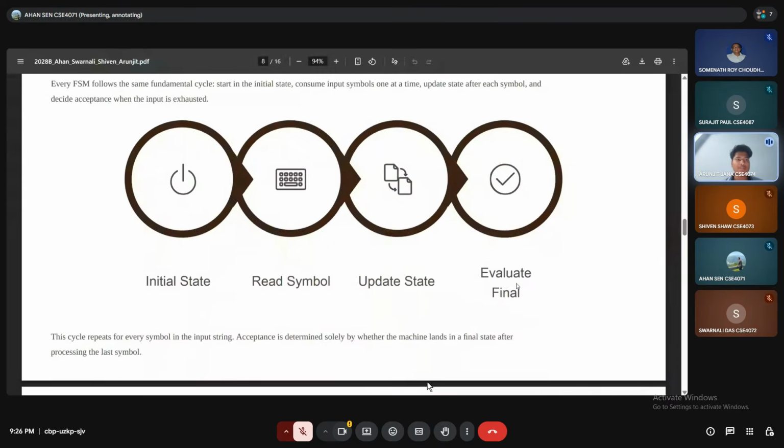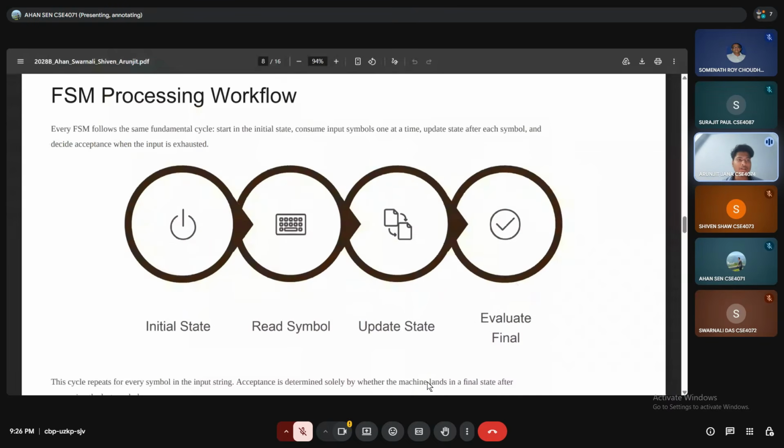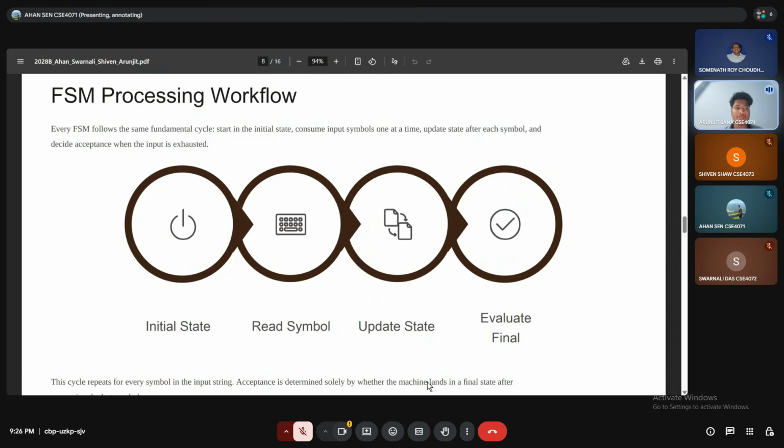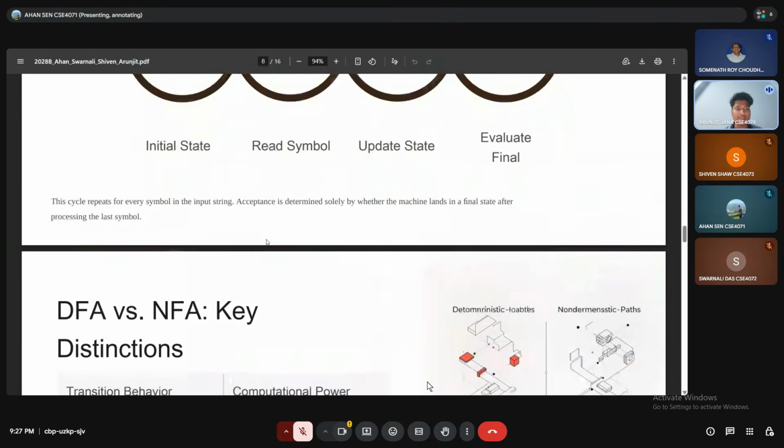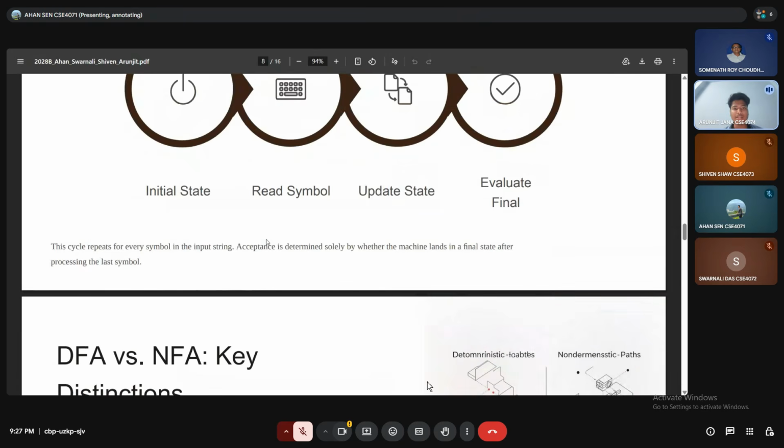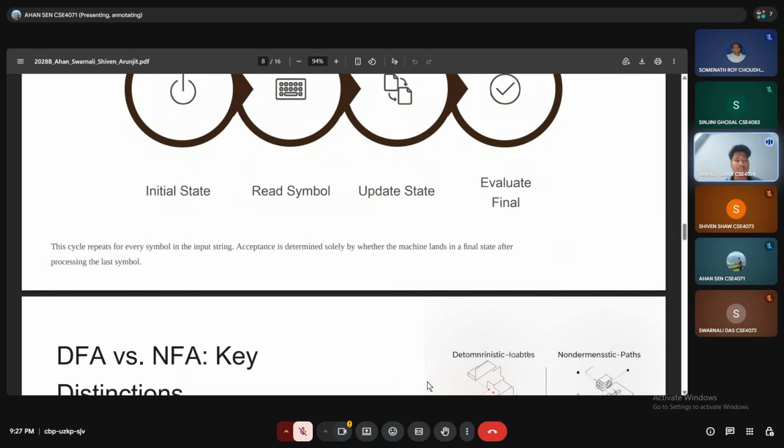I will be explaining the FSM processing workflow. Every FSM process follows the same fundamental cycle: start in the initial state, consume input signals one at a time, and update state after every symbol. Lastly, we have to evaluate the final state. This cycle repeats after every signal input. Acceptance is determined solely by whether the machine's state is accepting after the processing of the last symbol.